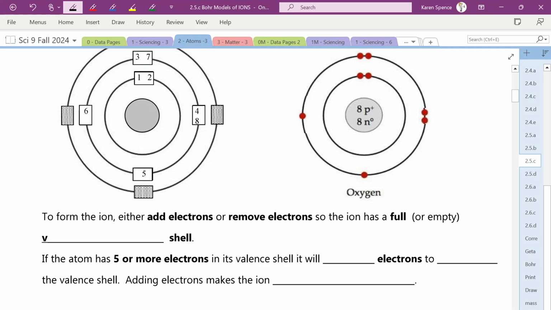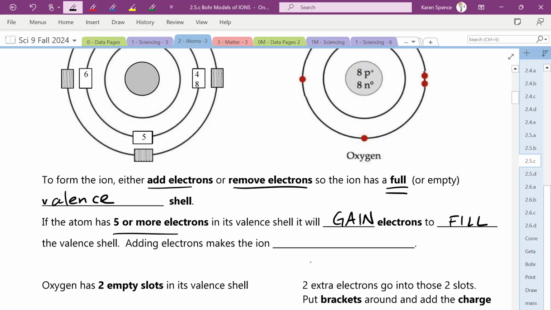To form the ion, you either add or remove electrons so that the ion has a full or empty valence shell. If you have 5 or more electrons, what will the valence shell do? Will it gain or lose electrons? Gain electrons to fill the valence shell. Adding electrons makes the ion negative.